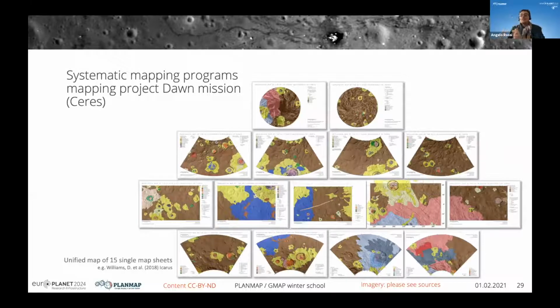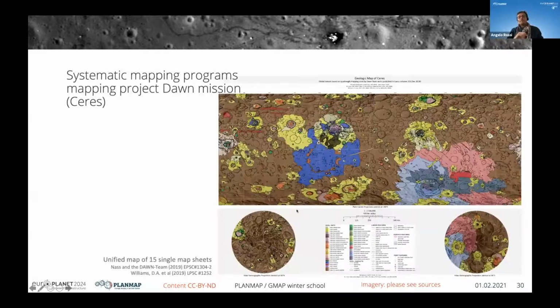In this case, it was not as tough as on Earth, but still, different people around the dwarf planet Ceres worked on different map sheets, and these map sheets had to be put together. You will have later in the week also the possibility to discuss it with Andrea, because she was overseeing this. But from this to this, it took quite some work. And remember that Ceres is not as complex as Earth or Mars, but still.